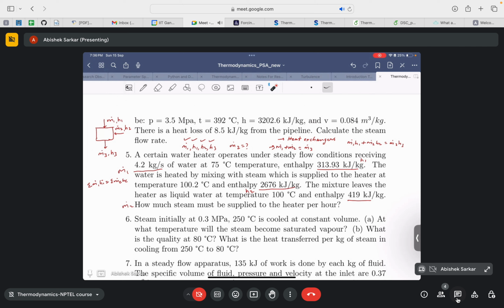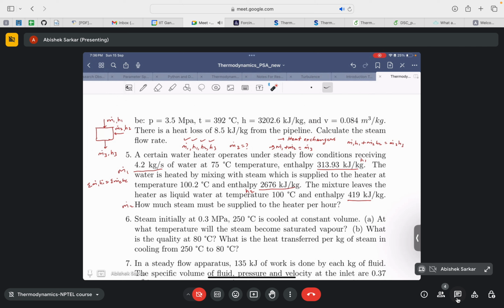And again, if we use the steady flow energy equation, the governing equation will be simplified to this form: m1 dot h1 plus m2 dot h2 is equal to m3 dot h3. So we need to use these two equations to find the value of m2 dot, given that m1 dot, h1, h2 and h3 are already given. So that's the question. You can try it out.